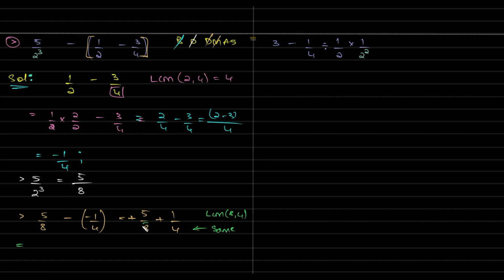The first number has 8 in the denominator. So we have 1 by 4 into 2 by 2. It is nothing but 5 by 8 plus 2 by 8. So numerator we have 7 by 8. Is it not? And that's your answer. Okay. Now on to the next question. Here let's again write BODMAS.